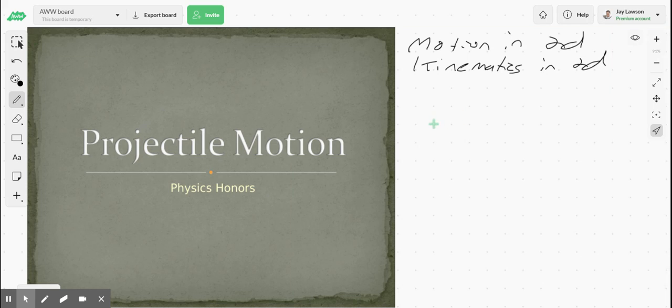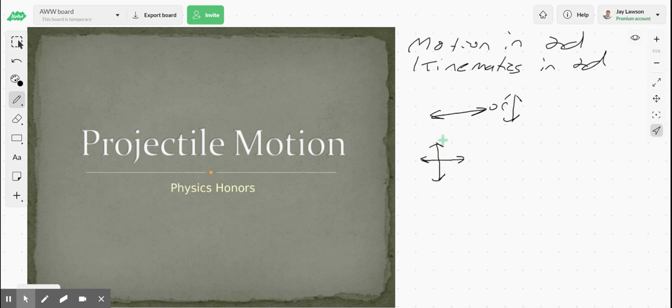The motion in two dimensions. So what does that mean? Well, previously we talked about kinematics in one dimension. That means that the object was either going left and right, or the object was either going up and down, like in our free fall kinematic problems. It was either or. Well, in this one, we're going to have objects going up and down and left and right.